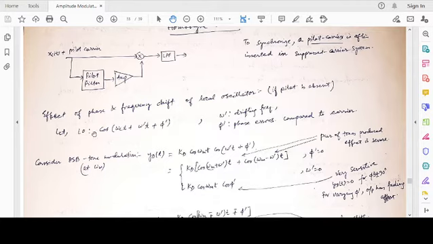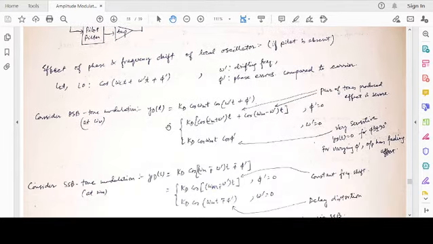Now let's say the local oscillator has a small drift or error. So instead of omega c, it's omega c plus omega prime. The drifting frequency is omega prime. And let's say there is a phase error phi prime compared to the carrier. Okay. So consider a DSB tone modulated signal.